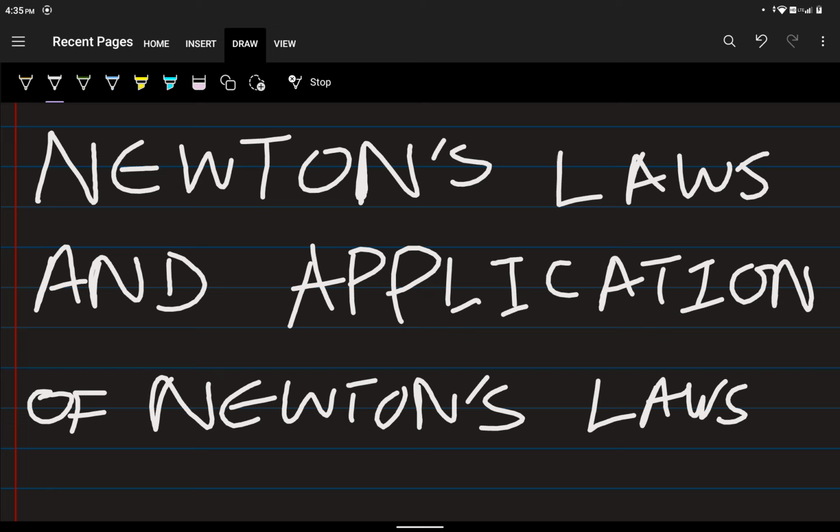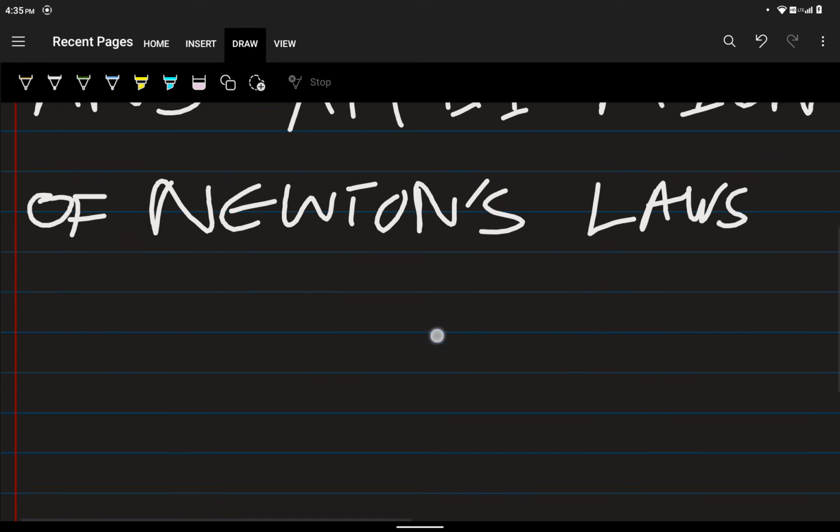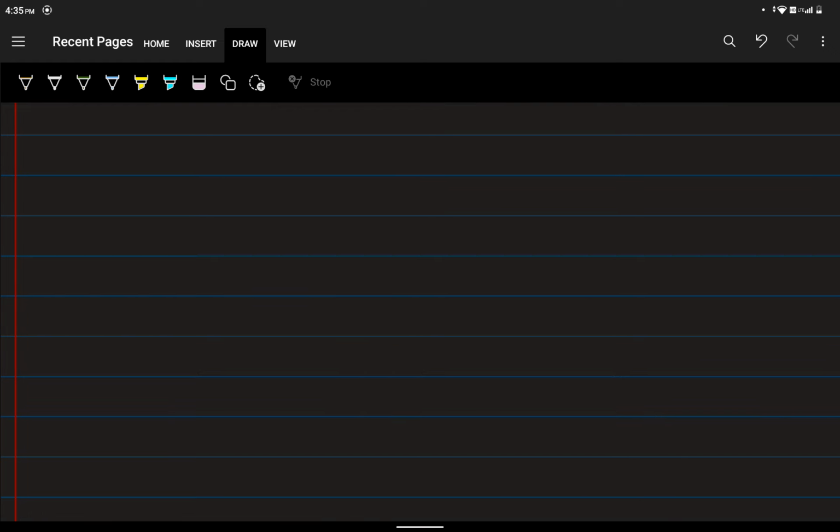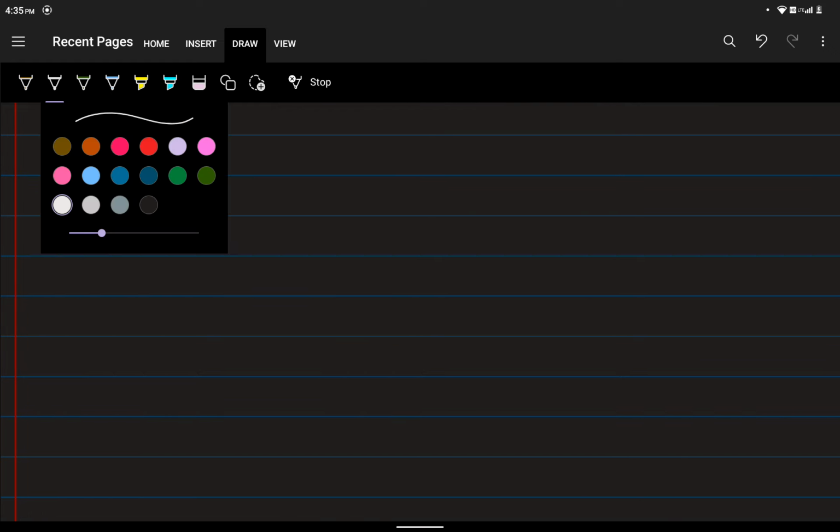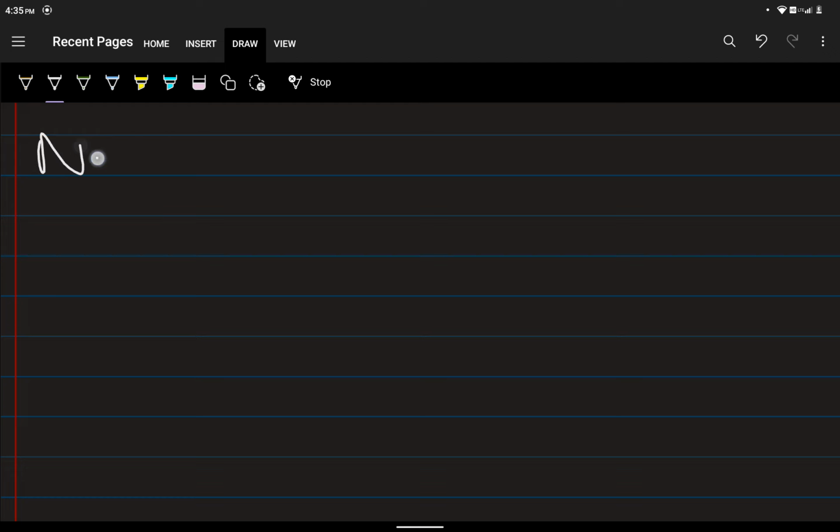Now, today we'll be doing Newton's laws and application of Newton's laws. But before we begin, we need to look at some of the definitions that are very important for you guys to know. Okay, and definition number one is going to be your normal force.